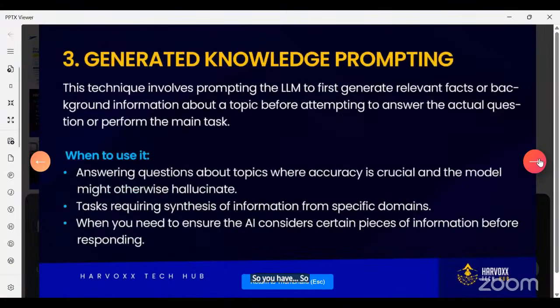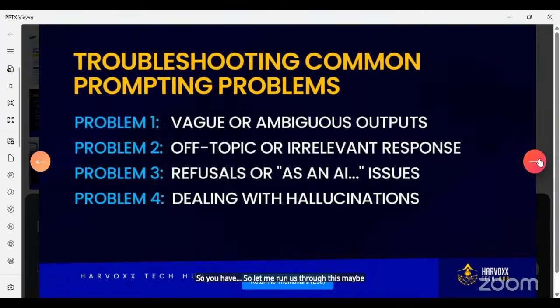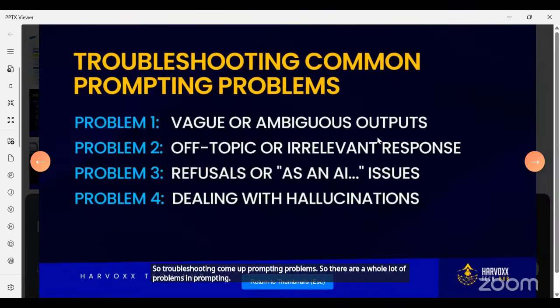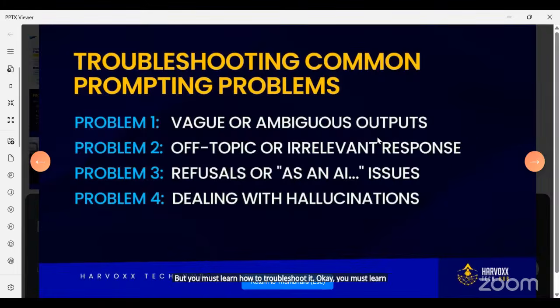Let me run us through this maybe in the next 30 minutes. So, troubleshooting common prompting problems. There are a whole lot of problems in prompting, but you must learn how to troubleshoot it. Okay, you must learn how to troubleshoot it.